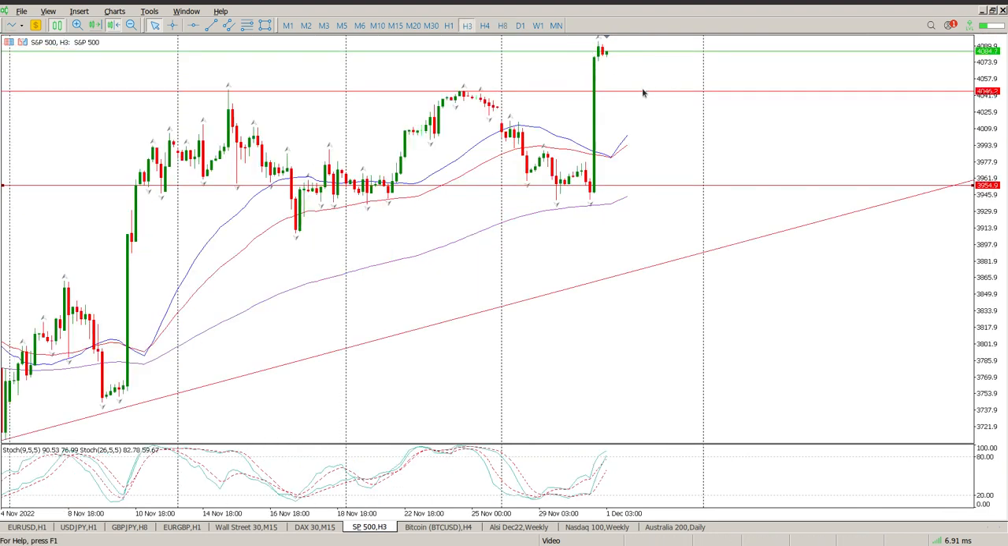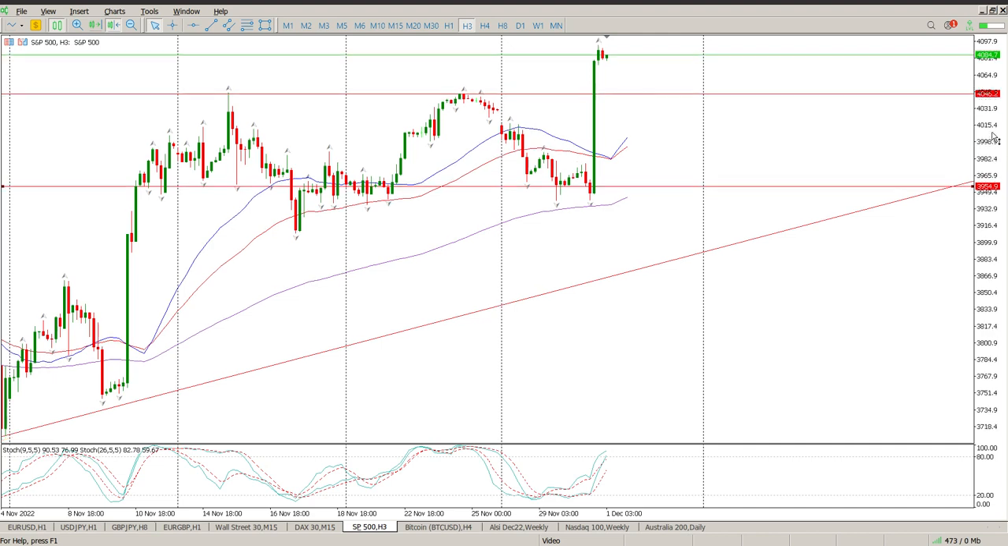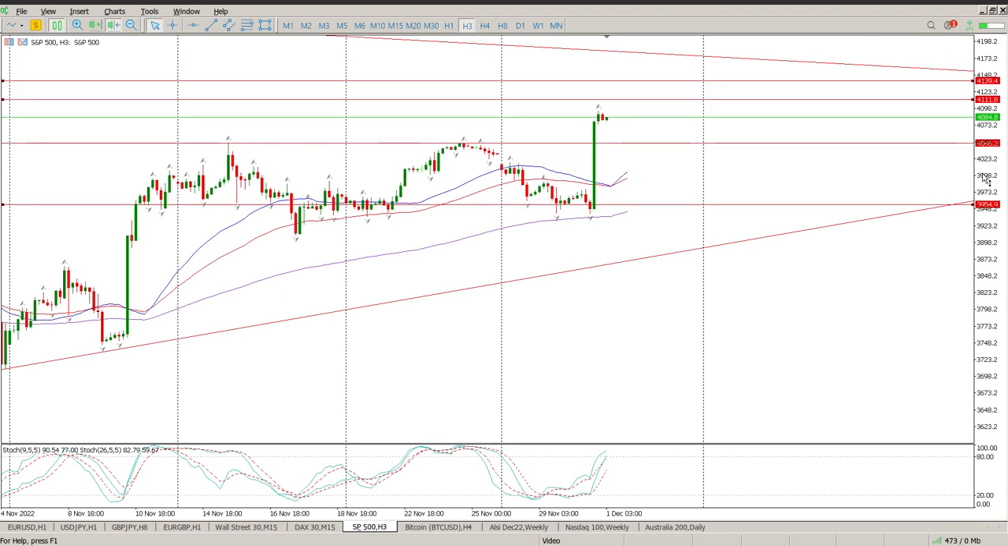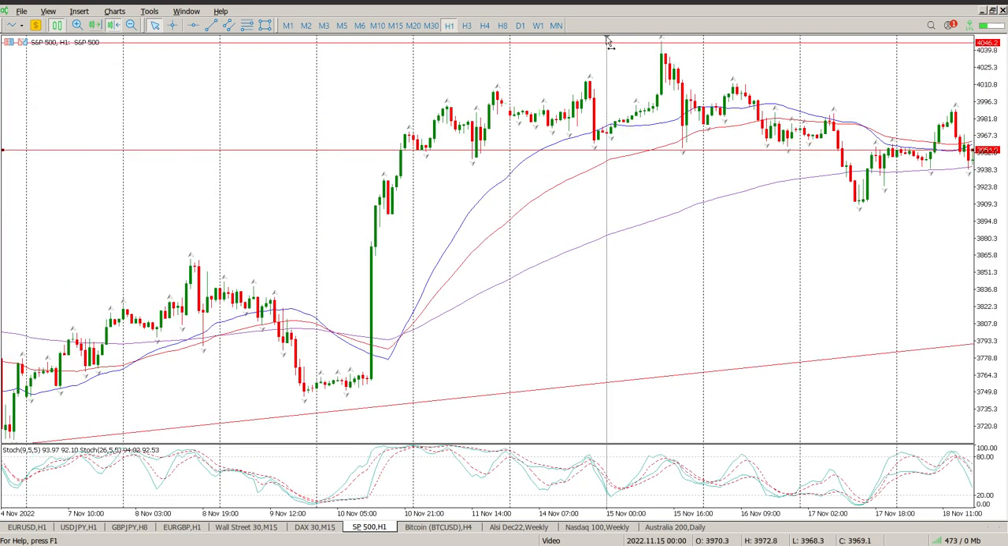This is my first area that I'd be interested in. That is 40.46 or 40.50 area. I'm looking for a pullback onto that for an opportunity to buy. Please note that you have a monthly close above the 4,000. So that 4,000 level is starting to drift away, but we could still come back and test it. So just keep that in the back of your mind as well.